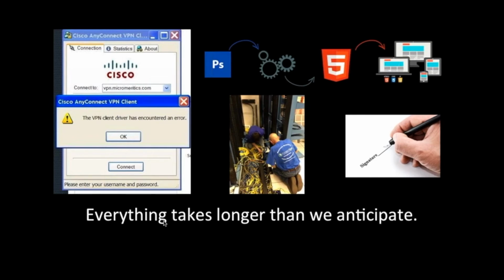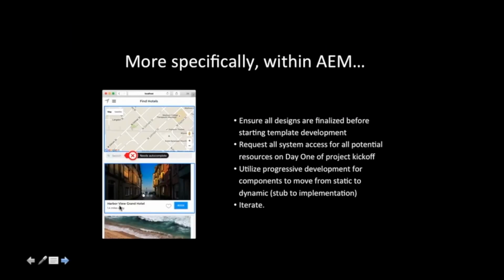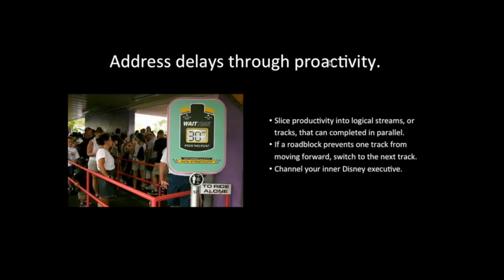But I think the critical thing to understand is that this is always the case, and things always take longer than we anticipate. And it's not something that we can't anticipate in general through proactivity. A lot of times we talk about proactivity as being something that is sort of the ideal state. But if you've been on several AEM projects, you kind of see that there are logical streams of development that can be completed in parallel. And if a roadblock prevents one track from moving forward, there's always an opportunity to switch to the other one.